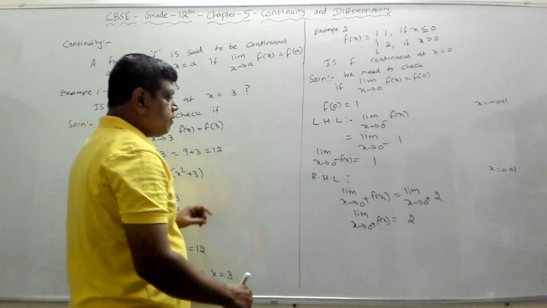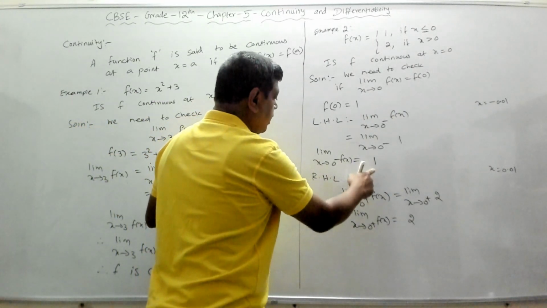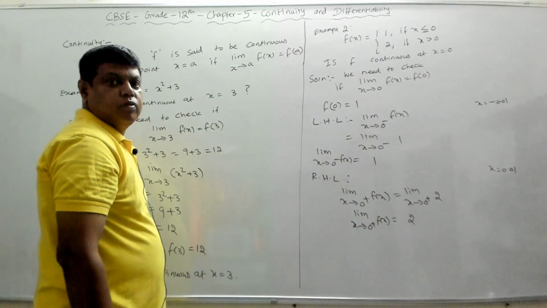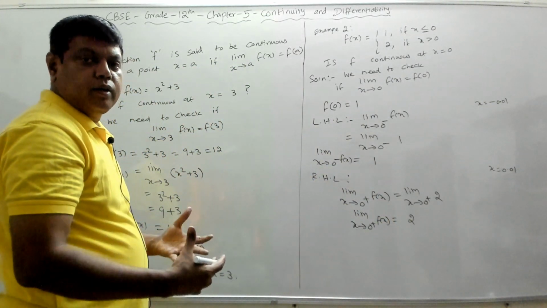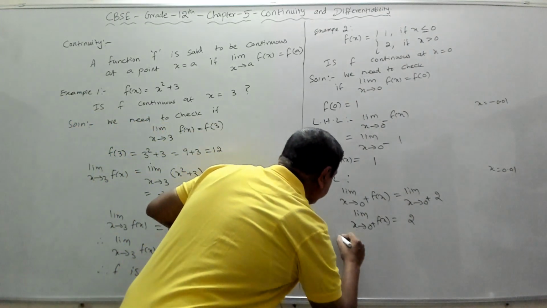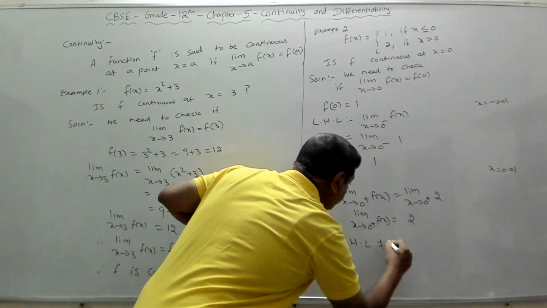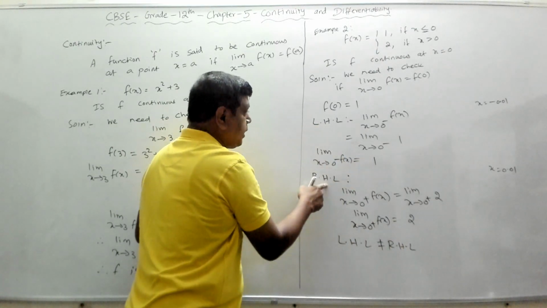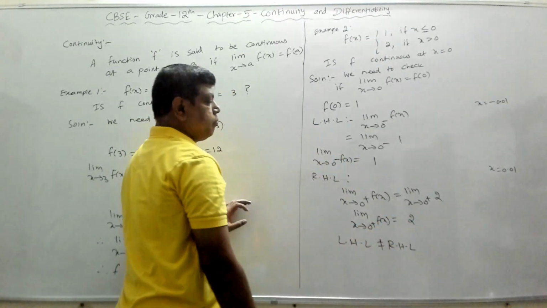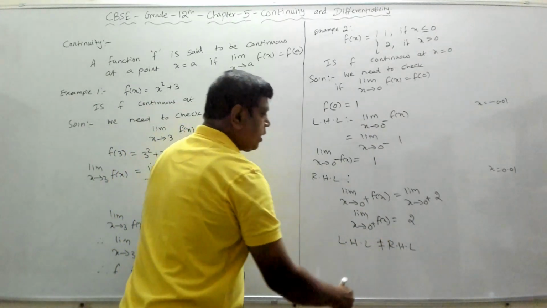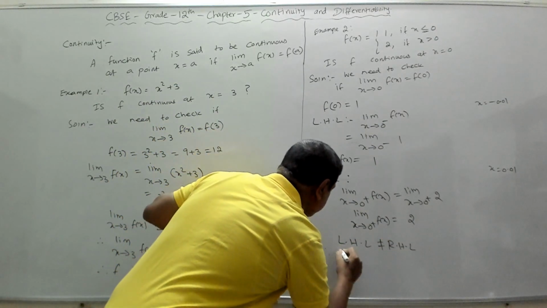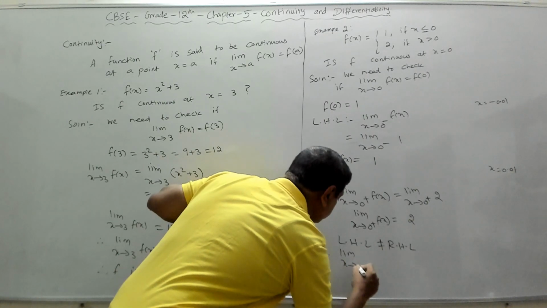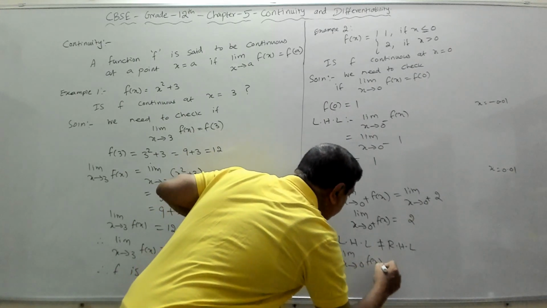So our left hand limit is 1 and right hand limit is 2. Which means they don't match. The left hand limit is not matching with the right hand limit. So we'll say LHL is not equal to RHL, because your LHL is 1 and your RHL is 2. Therefore limit does not exist. Therefore limit x goes to 0 of f of x does not exist.